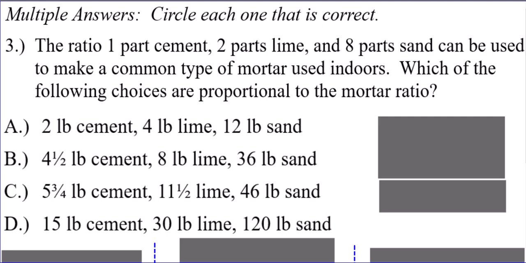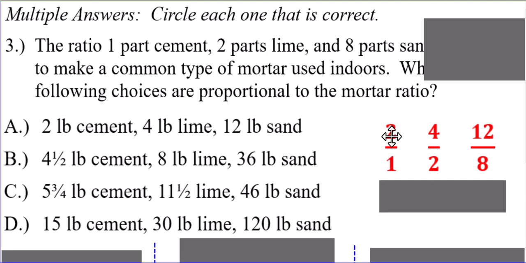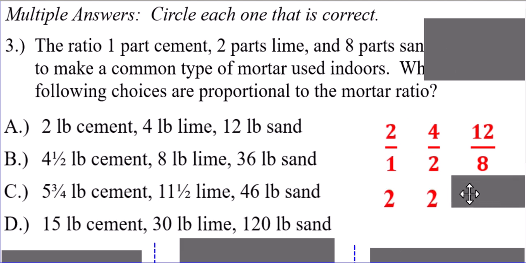Okay, did you already do number 3? If not, better hit pause now. So I'm going to take the original recipe and make that my denominator: 1, 2, 8. Boom. We got 2, 4, 12. So those are my numerators. Let's divide. And no. The last one, 1.5, is not the same as 2. So goodbye, choice A.